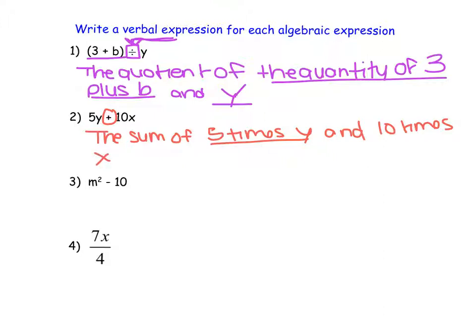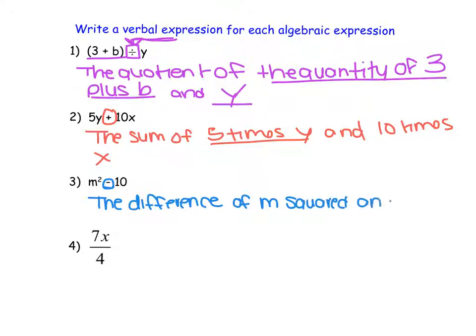All right, next one, I notice the big operation is that subtraction sign right there. So here I have the difference. You could write maybe this minus that. It depends on how you want to write it. But I'm choosing the difference because that's another way to represent subtraction. The difference of m squared, or you could say m to the second power, and 10.